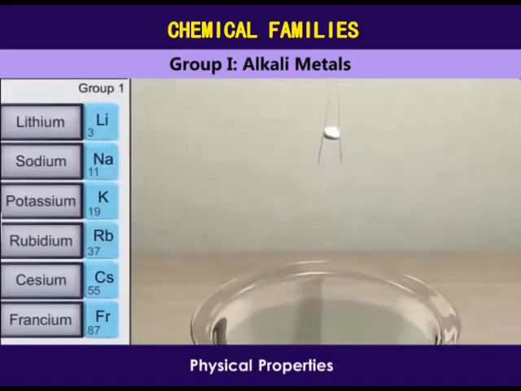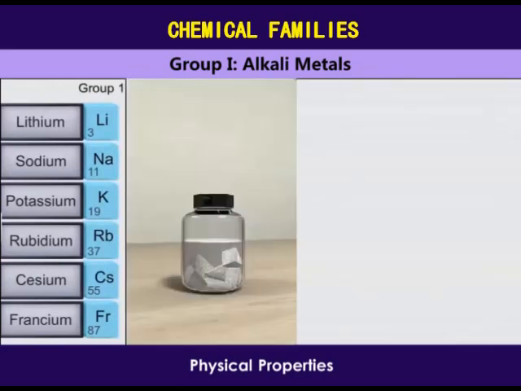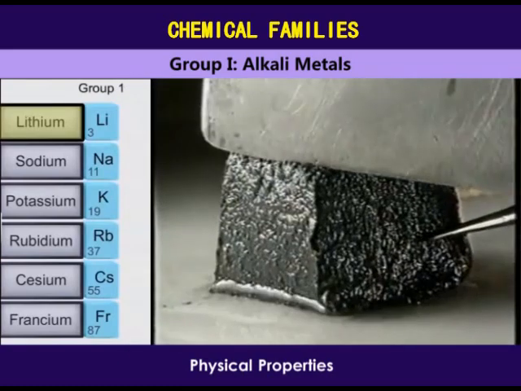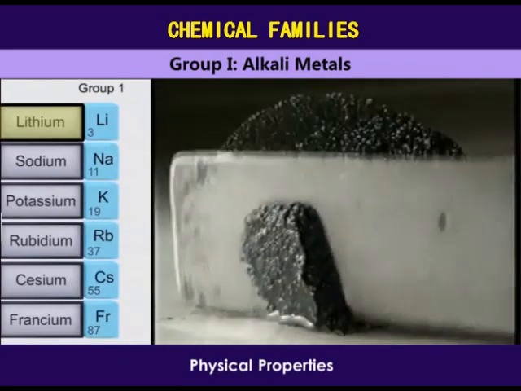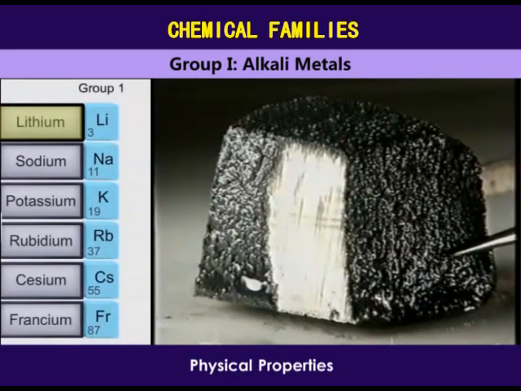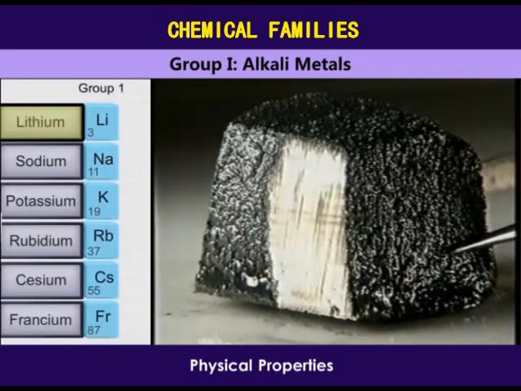Group 1 elements are very reactive metals. Lithium, sodium, and potassium are at the top. These metals are so reactive, they have to be stored under oil and have to be handled with care. Lithium is so soft, it can be cut with a knife. It has a shiny metallic luster when freshly cut, but left exposed to air, it quickly begins to tarnish due to reaction with air.